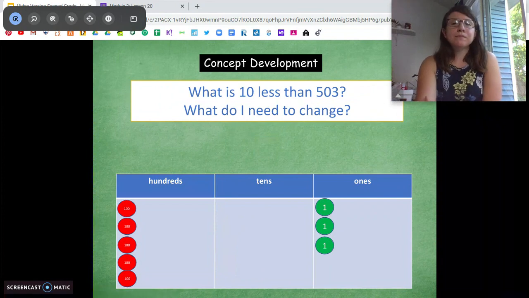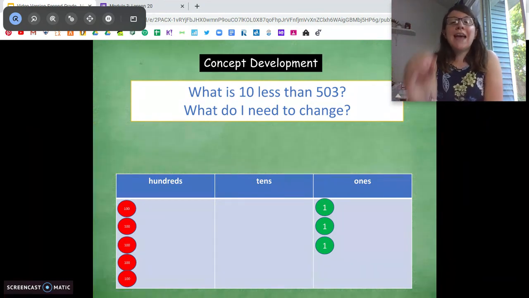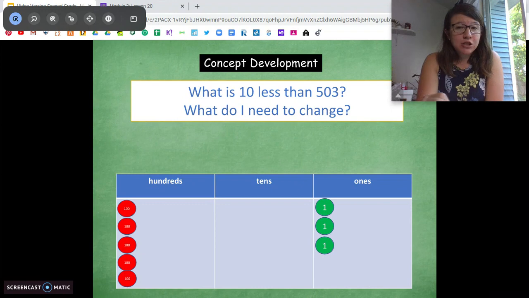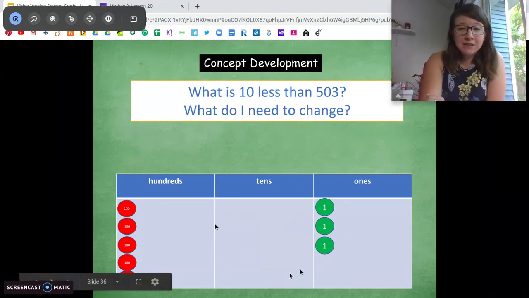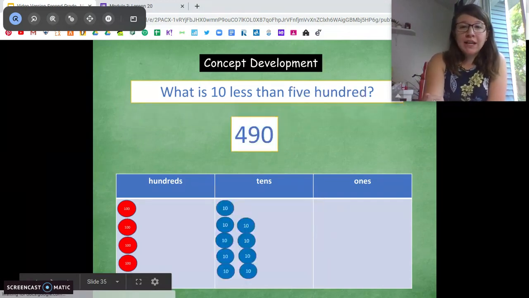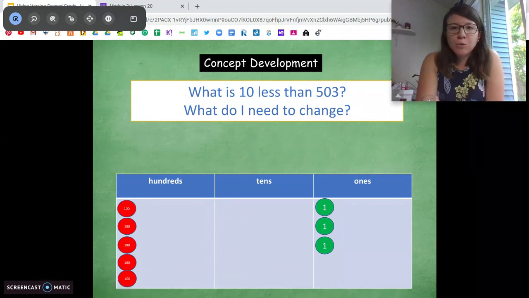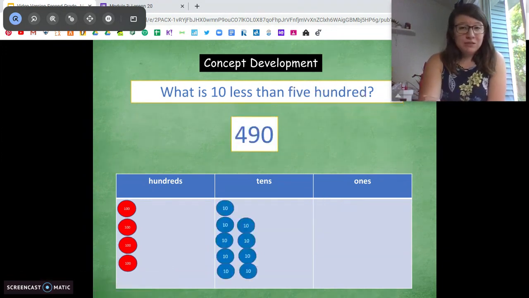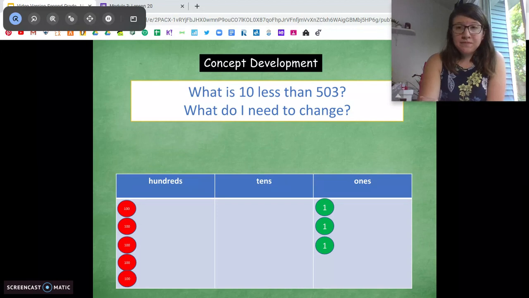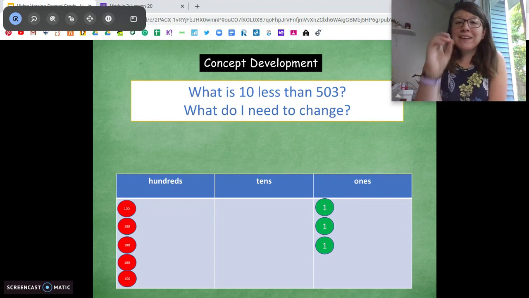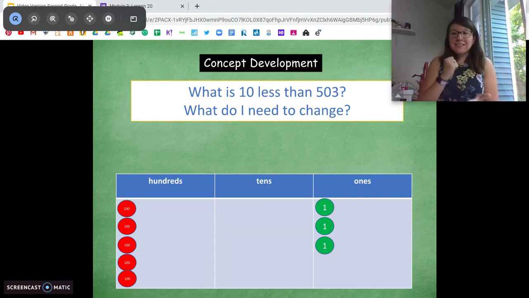All right, let's try another one. We want to figure out what is 10 less than 503. What do you think we would need to change to do that? We don't have any tens. Where can we get some tens from to figure out what 10 less is? What can we change to make those tens? Similar to this problem. Yeah, very good. We can take one of those hundreds and turn it into 10 tens.